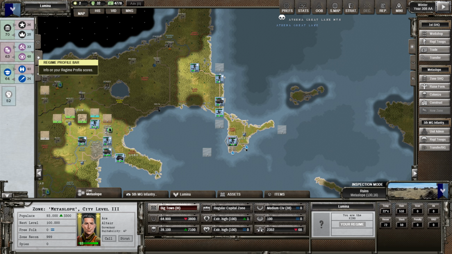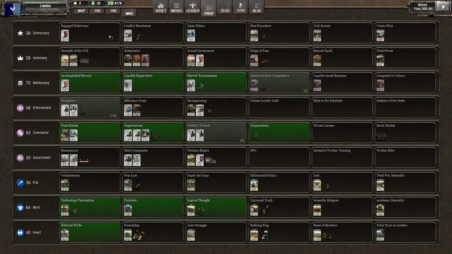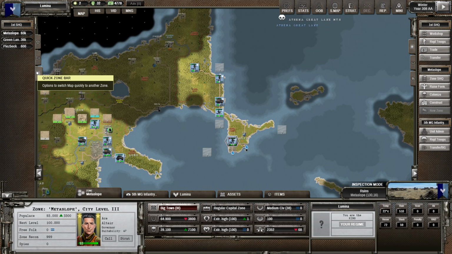Okay, so this is the regime profile bar. Just so that you can link this up, the regime profile tree is here, and this shows you the things that you get as you go through. We'll come back to that in a minute. Okay, next we have the quick zone bar.